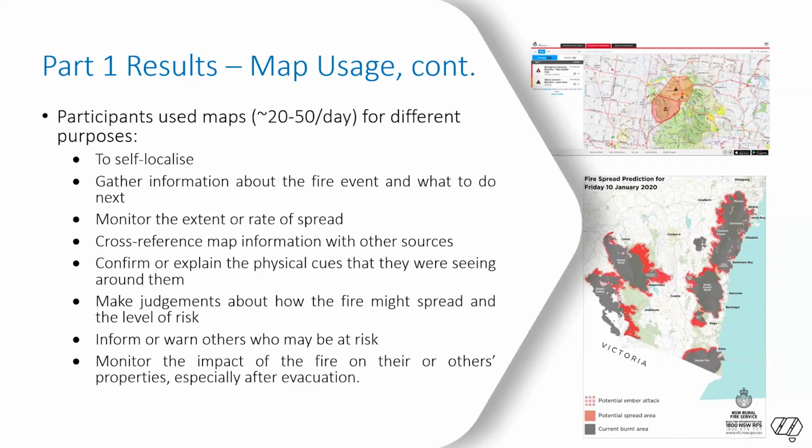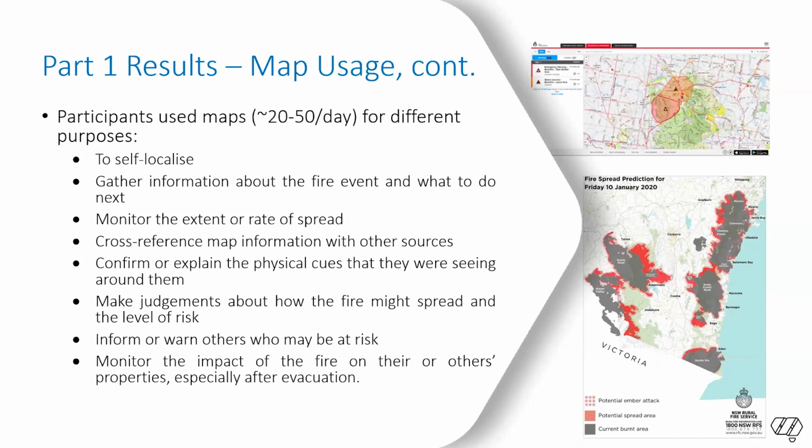of different purposes. I'll go through each of these and then provide a couple of quotes to support some of these as examples. So first, the first purpose was that people use maps to self-localize, or to identify where they were in relation to the bushfire. People also use maps to gather information about the fire event and what to do. They were also monitoring the extent or rate of spread using the burnt area shown on the maps.